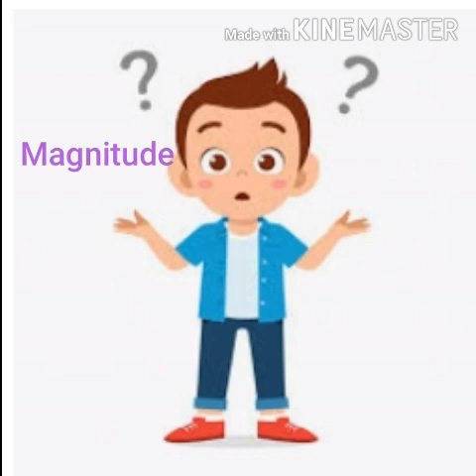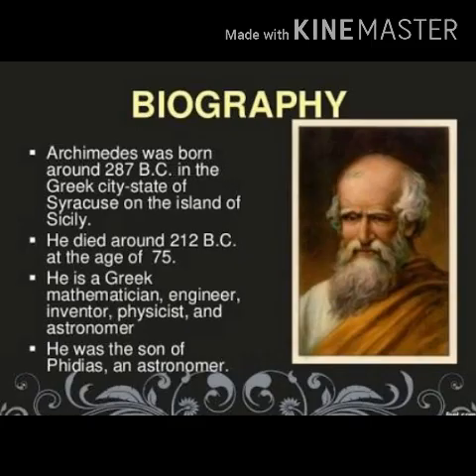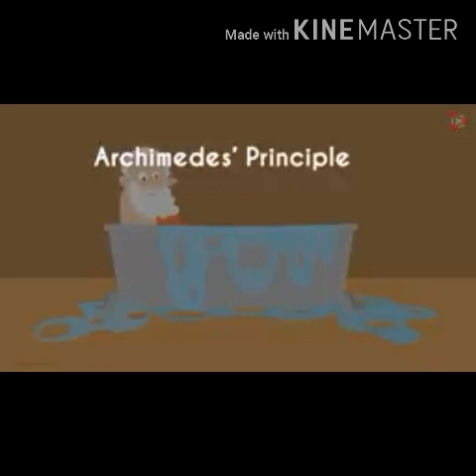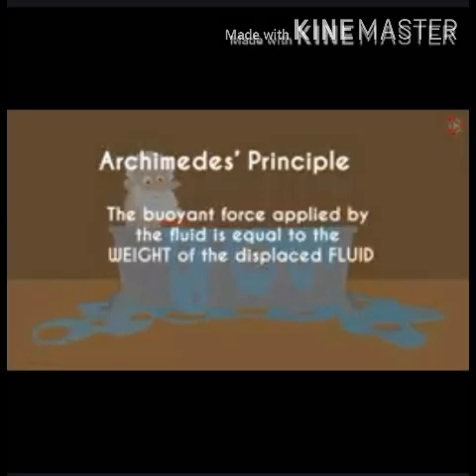How much is the magnitude of the buoyant force? Is it the same for all the liquids? Is the buoyant force of equal magnitude for all objects? Answers to all these questions are present in the Archimedes principle. According to Archimedes principle, the buoyant force applied by the fluid is equal to the weight of the displaced fluid. We can take a simple example to understand it.